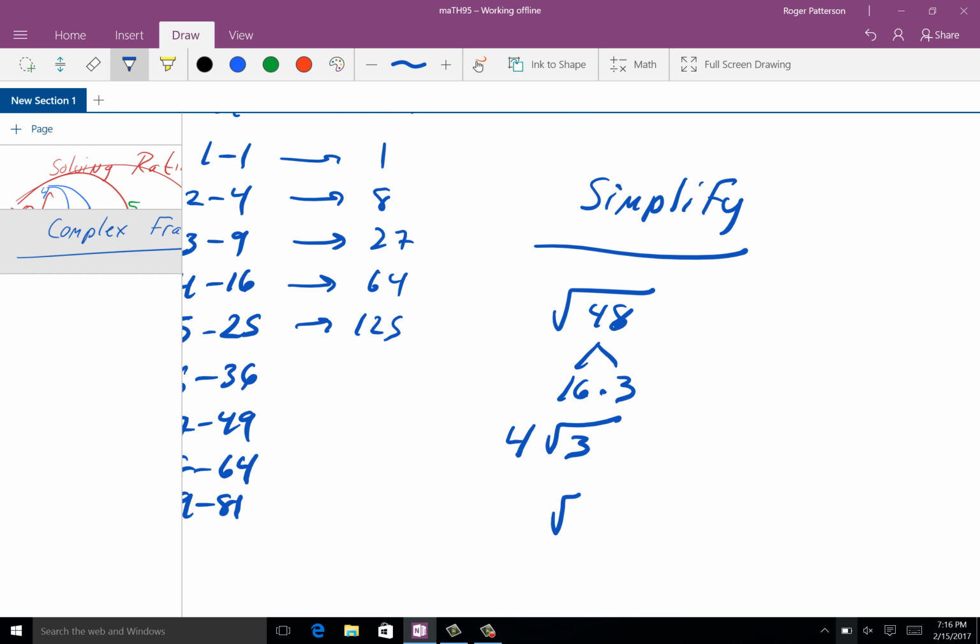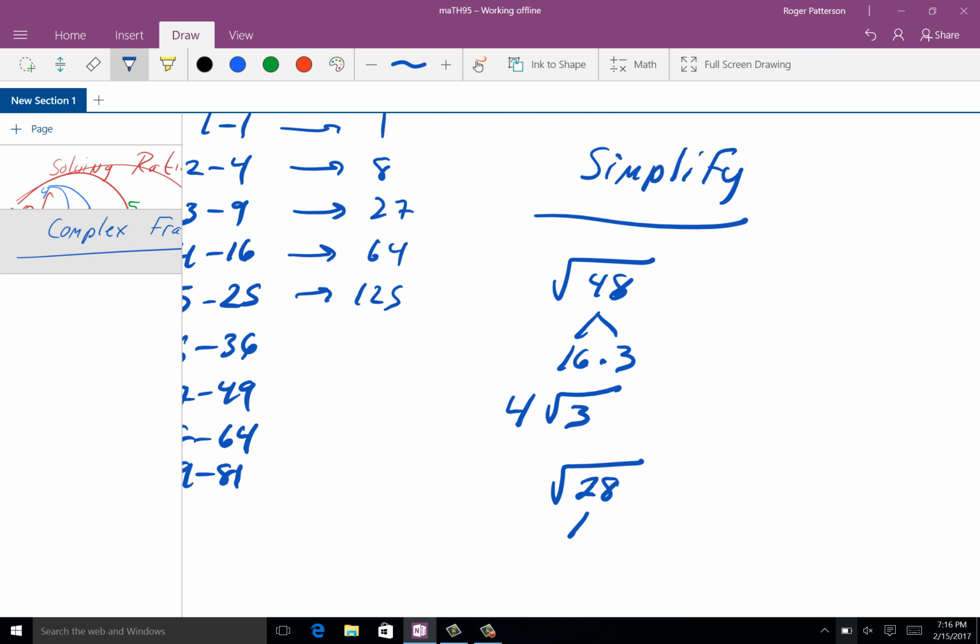So if we had the square root of 28, we want to find the largest perfect square that goes into 28. So we go down our line. Which one's the largest one that goes into 28? 9 doesn't go into 28.